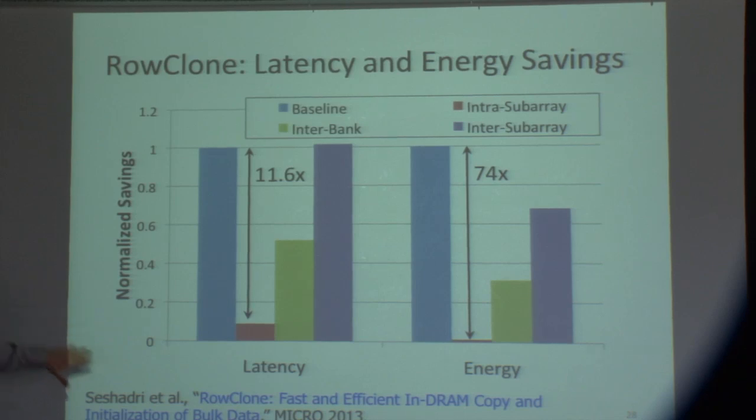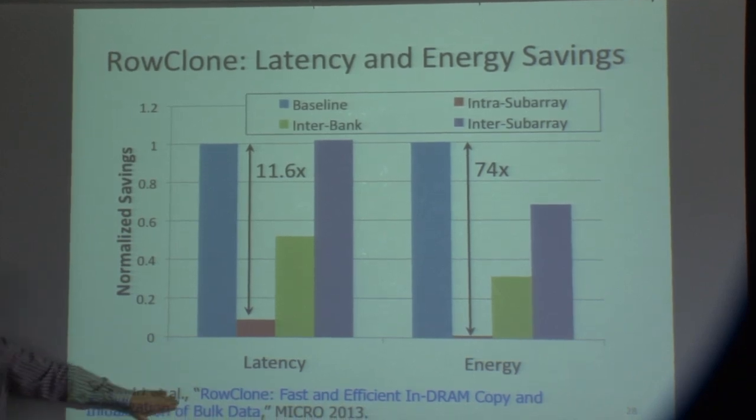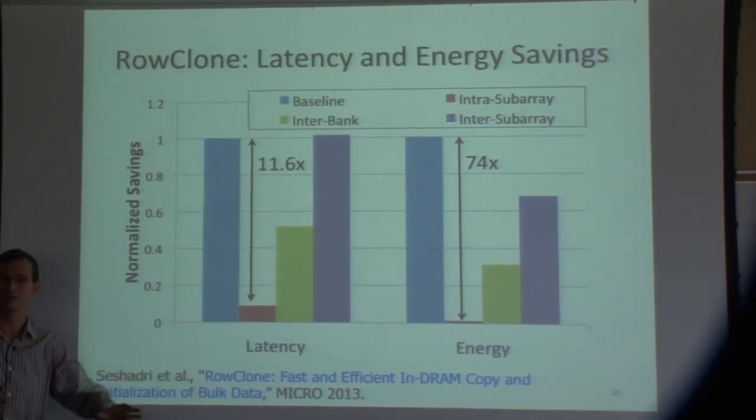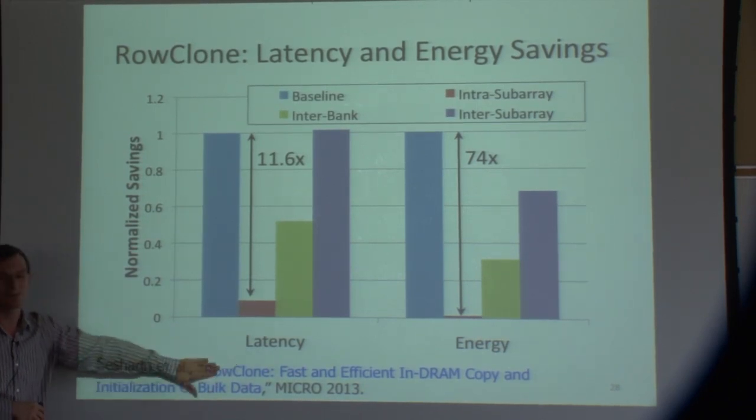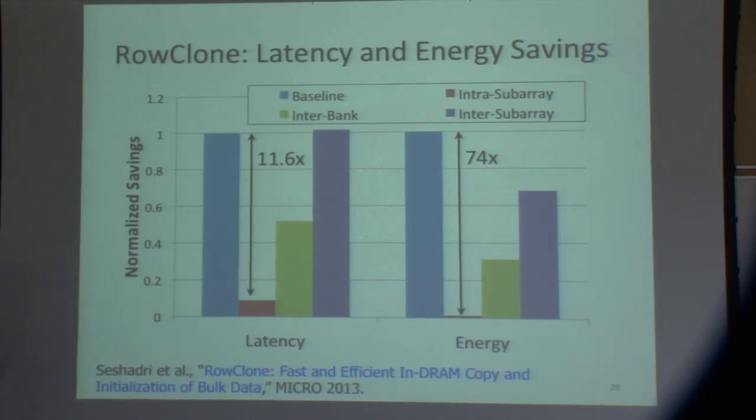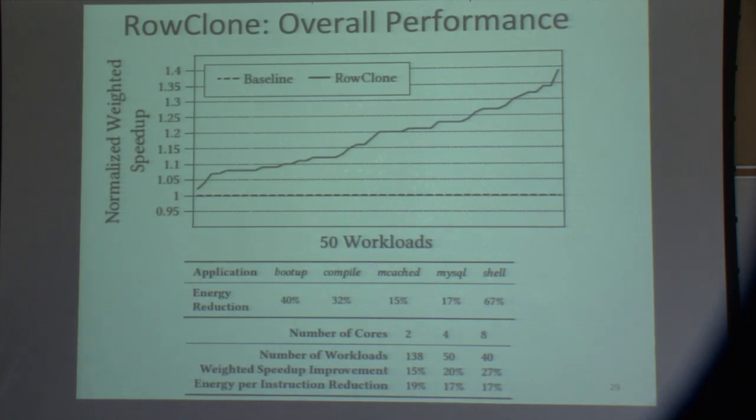I'd actually recommend reading this paper and the subarray level parallelism paper together, because the subarray level parallelism paper talks about how the subarray operates, and this paper talks about how to take advantage of that. This leads to significant performance and energy benefits for a single copy. For initialization also there's benefit. Actually, I didn't copy those over here.